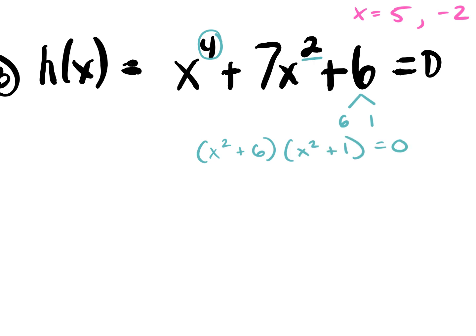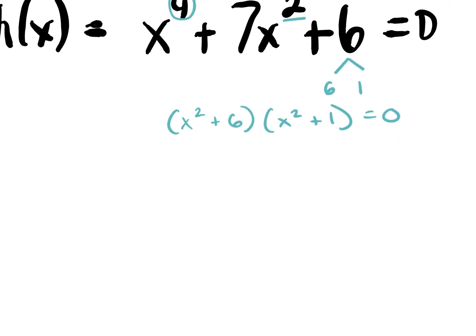Now, can these be factored anymore? Nope, they're both plus, so not the difference of squares. So let's just set them equal to 0 to find our zeros. So x squared plus 6 equals 0. x squared plus 1 equals 0. I'm going to subtract 6 on both sides, so x squared equals -6. What do we do next?